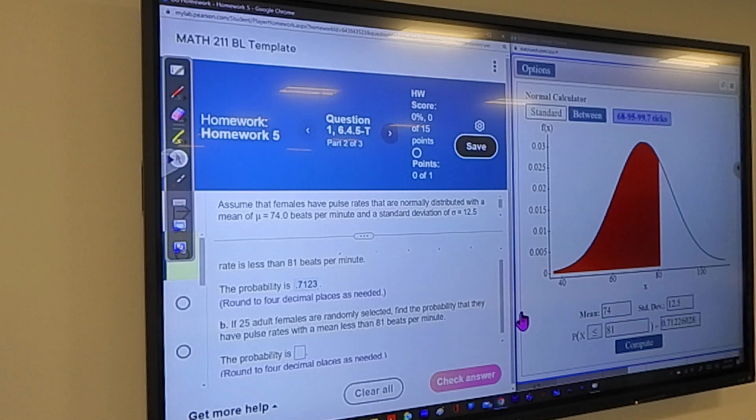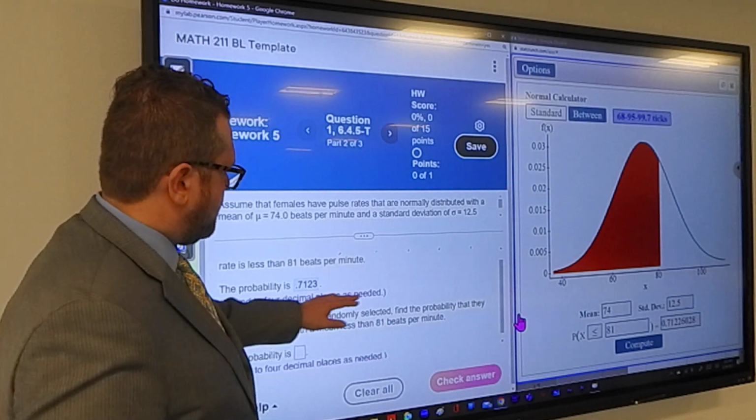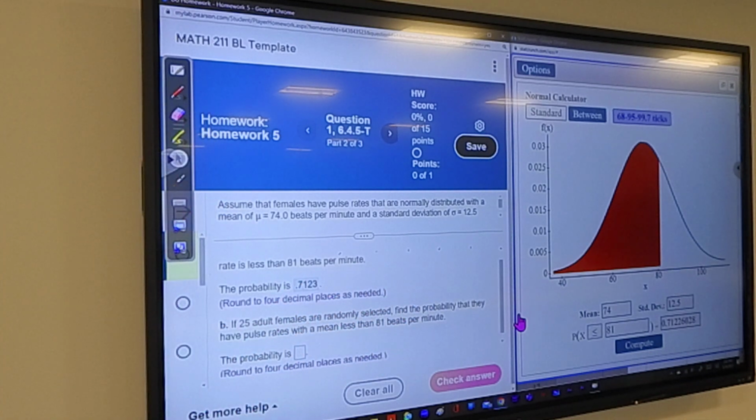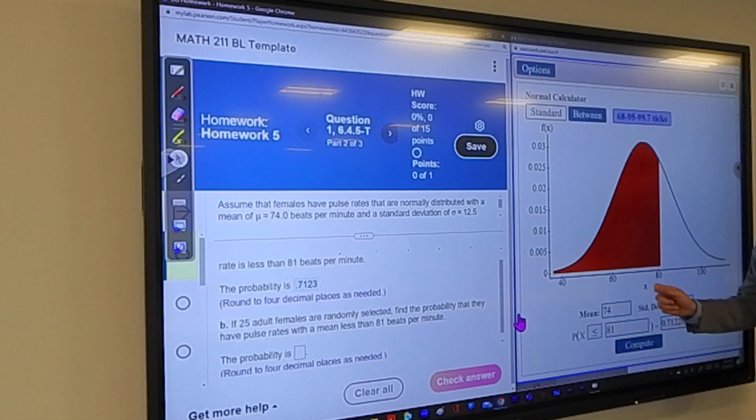Part B, well, now it's a group of adult females. Now they have 25 adult females being randomly selected, and they want the probability that their average pulse rate is less than 81. Do you think that the probability will go up or go down or stay the same? What you thinking on that? So isn't 81 above the average? The average is 74, right? And 81 is more than the average.